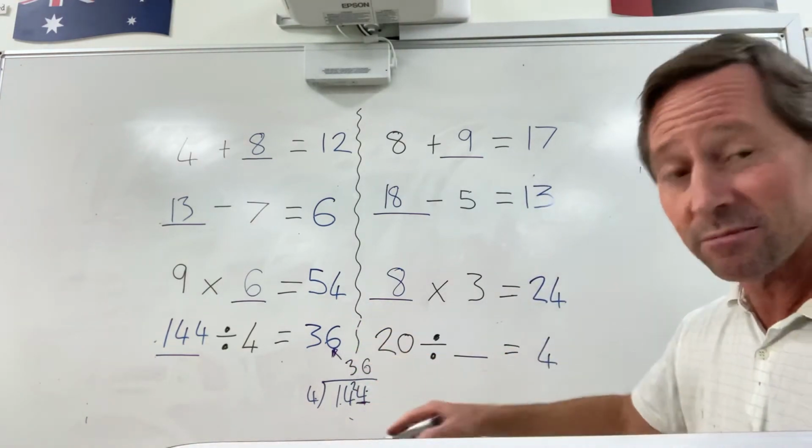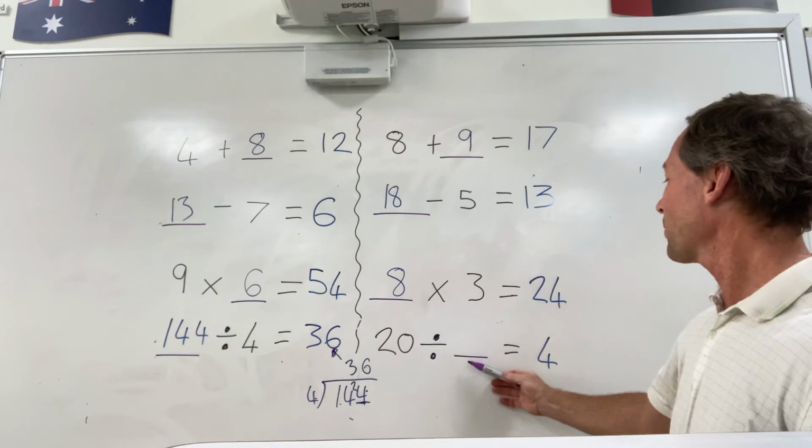That was a bit of a tricky one. This one, 20 divided by something equals 4.